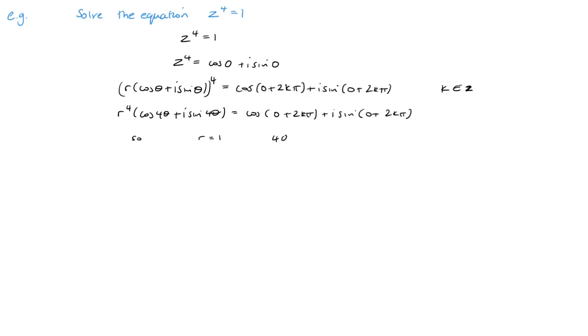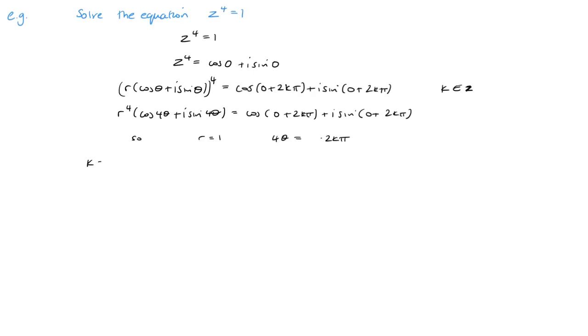And 4 theta is equal to 0 plus 2k pi. I don't have to worry about the 0, so 4 theta equals 2k pi. What we've done here is compare our values of r and then compare our angles. That gives me the r and the angles. The next step is to substitute in consecutive values of k. We need to use consecutive values so that we can find the distinct roots.